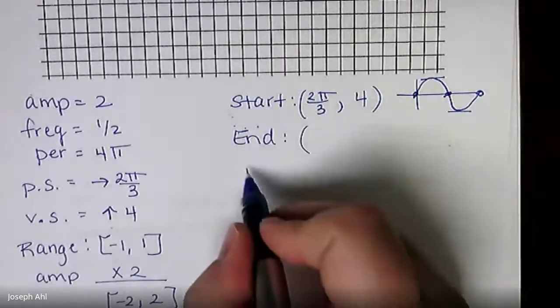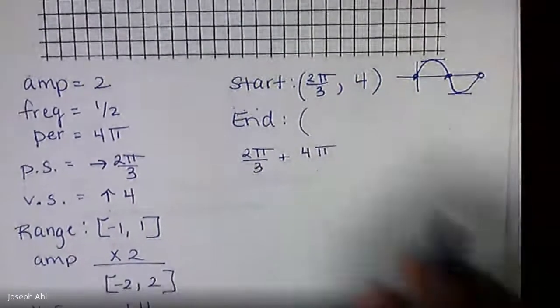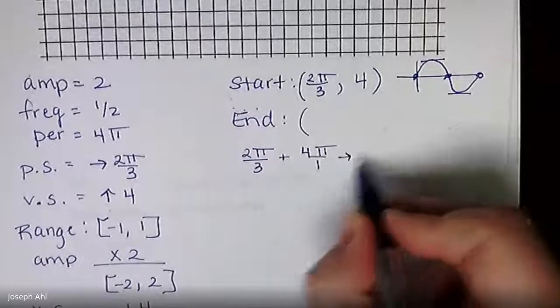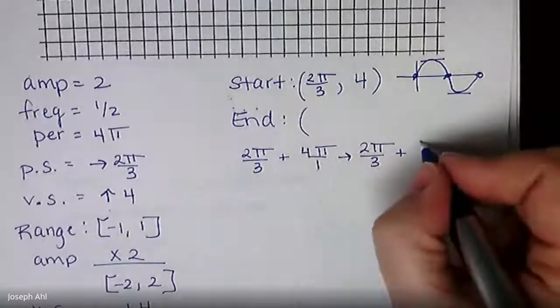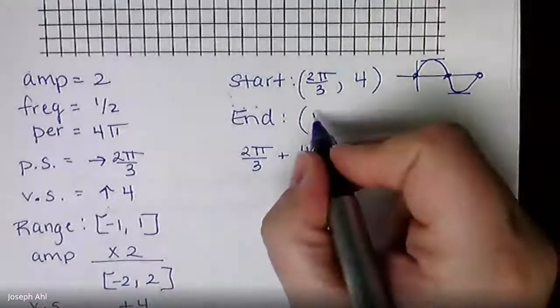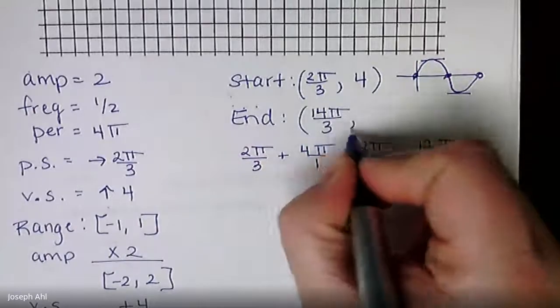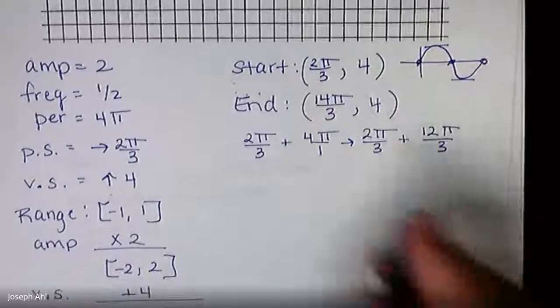We have to take the start and add on the period of 4 pi. So if I make a common denominator, this would be 2 pi over 3 plus, multiply the top and bottom by 3 here, that's 12 pi over 3. So 2 and 12 is 14 pi over 3, comma 4. Because the end is the same y value as the start.